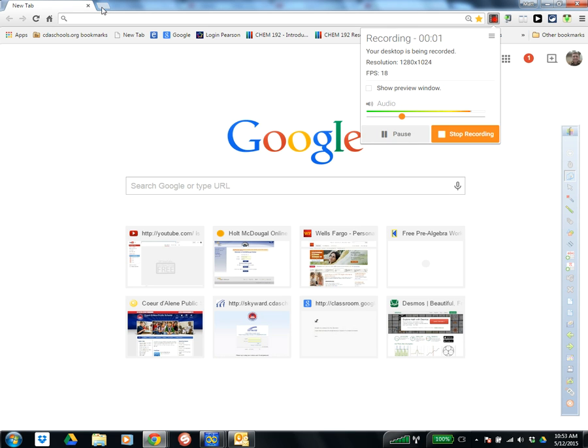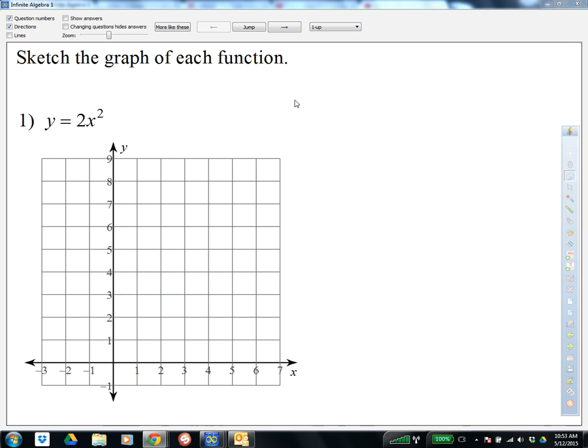Okay, we're going to get started here. And we are going to start with number one. This is our review practice questions for our test tomorrow over quadratic functions. Being able to graph them, being able to solve them. We're going to show you a variety of different methods. But if you have any questions at all, you can always rewind the video and we'll go over any questions you have tomorrow also.